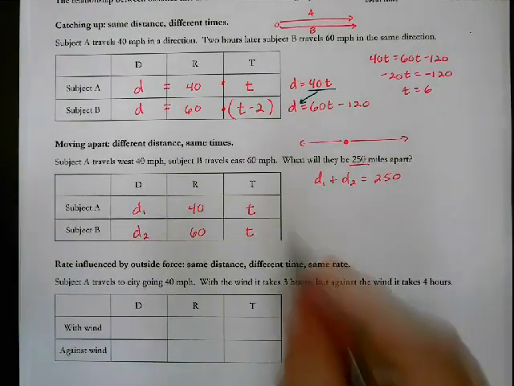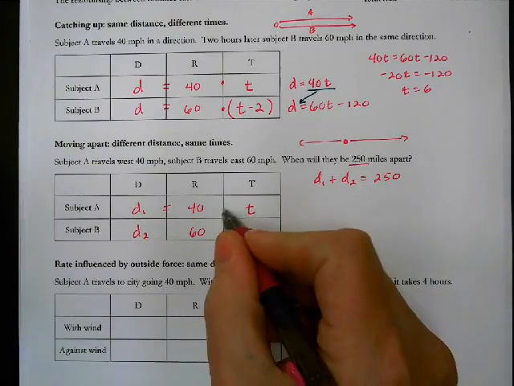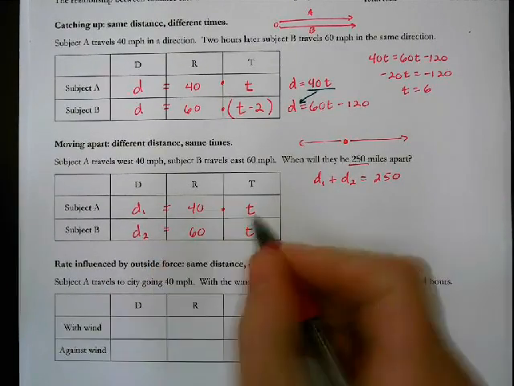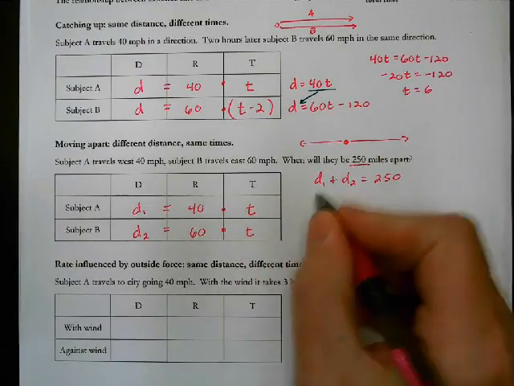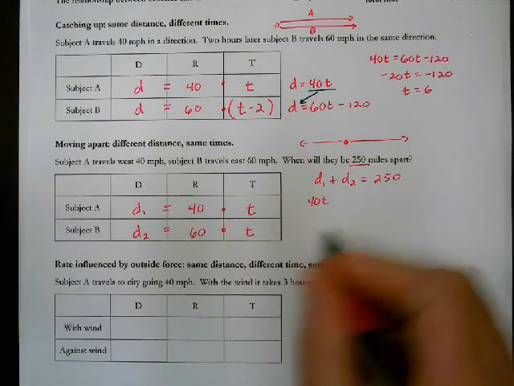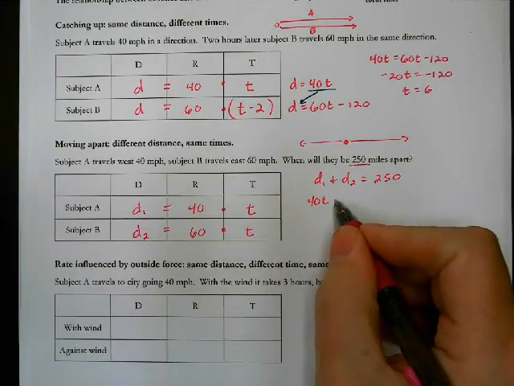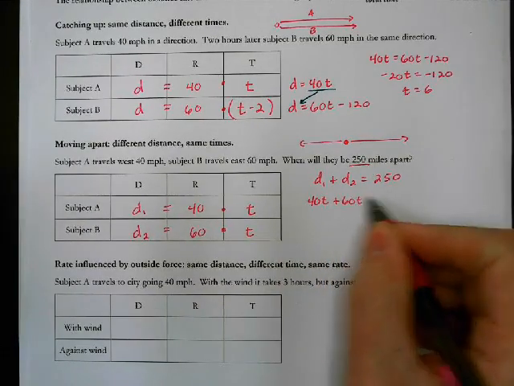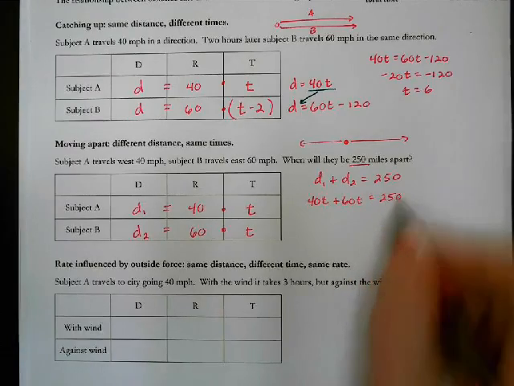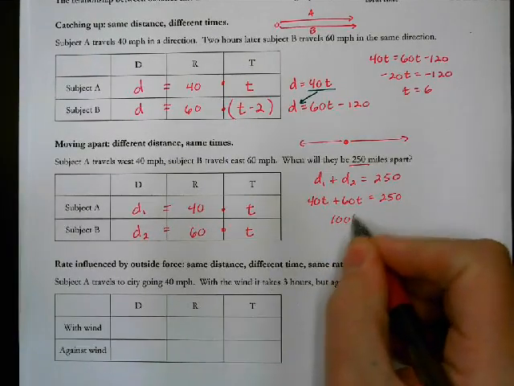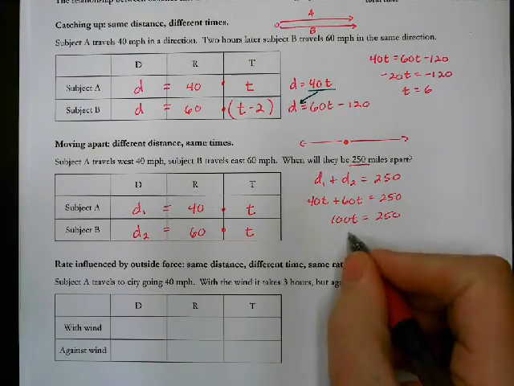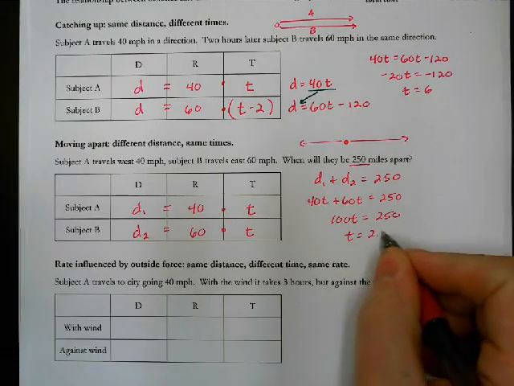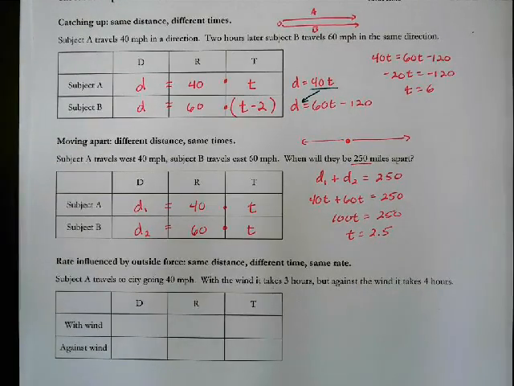And so here's one of my equations. Distance 1 is 40 times t. Distance 2 is 60 times t. So instead of distance 1, I can plug in 40t. Instead of distance 2, I can plug in 60t. So I get 100t is 250, divide by 100, and I get 2.5. So they're both going to travel for 2.5 hours, and that's when they're going to be 250 miles apart.